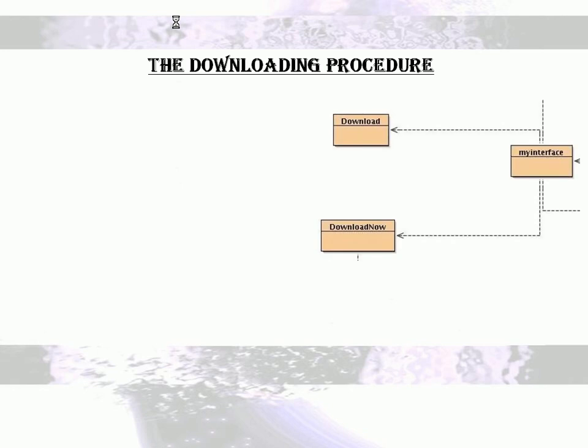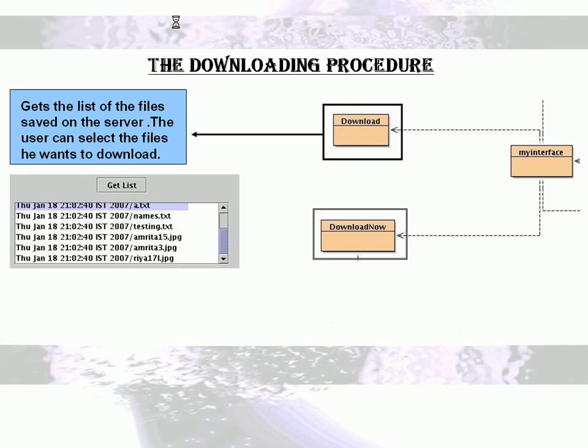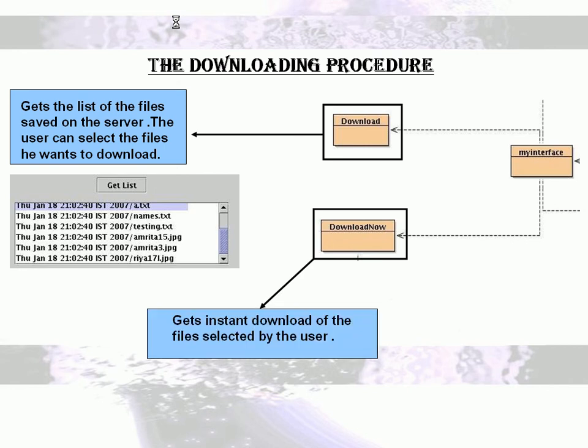Getting into the downloading procedure. The classes which handle this operation are download and download now. Download gets the list of the files saved on the server. The user can select the files he wants to download. And download now gets instant download of the files selected by the user.